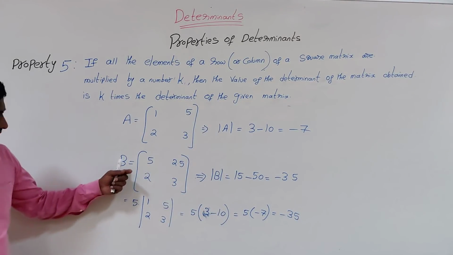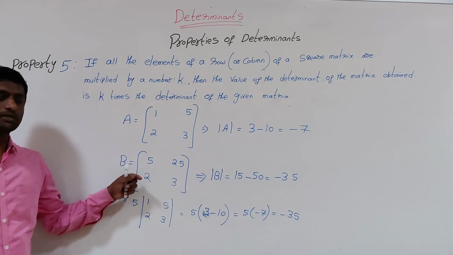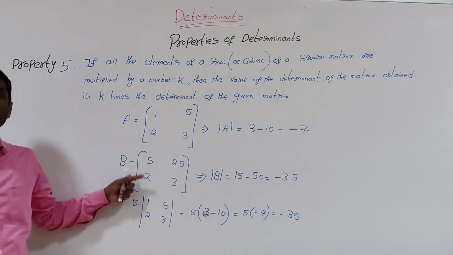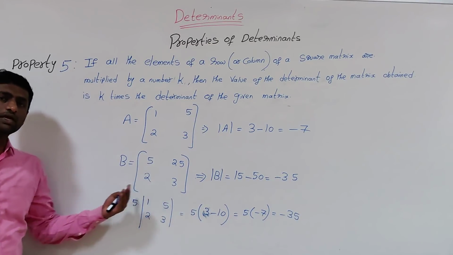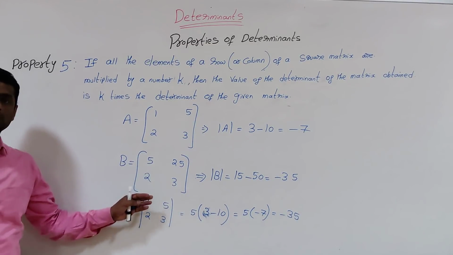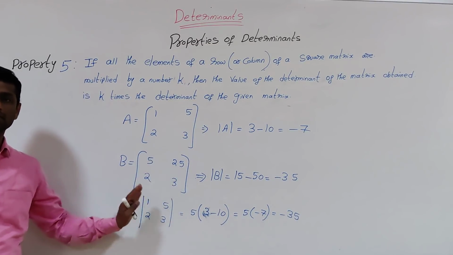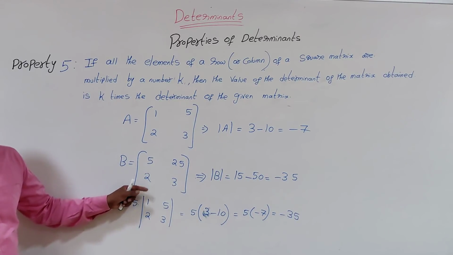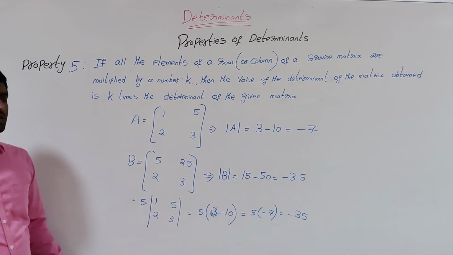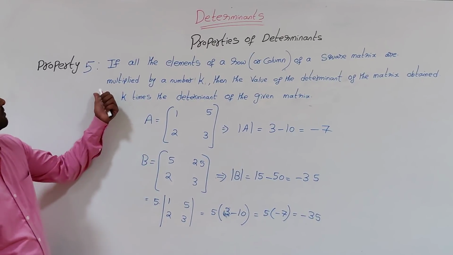This means that if the first row elements are multiples of 5, we just take 5 outside and keep the remaining elements as they are. We are not disturbing the second row. So this is property 5.